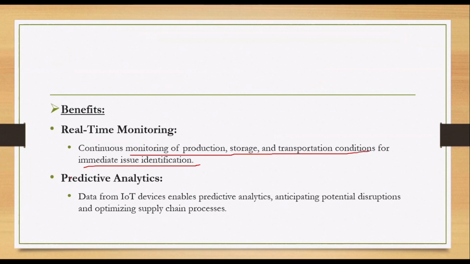And of course, predictive analytics. Looking at the equipment conditions, when will the equipment fail? All these things can be done. So IoT devices are going to enable predictive analytics, anticipating potential disruptions and optimizing supply chain processes. If you are able to predict the failure of a particular piece of equipment, you can have better maintenance management.